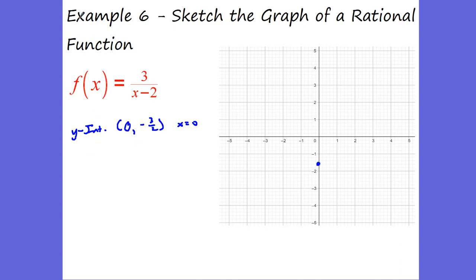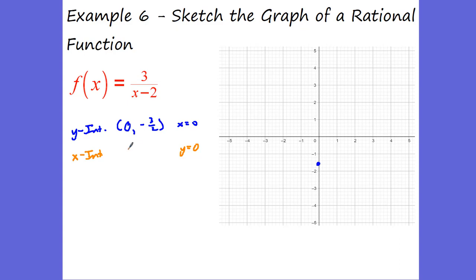Okay, it's a point that I know. Now let's try to find my x-intercept. So how do I find my x-intercept? Well, I'm going to set my y equal to 0, which means I'm going to find out where this equals 0. Okay, and there's no way to do that because 0 is equal to 3. You can't do that.